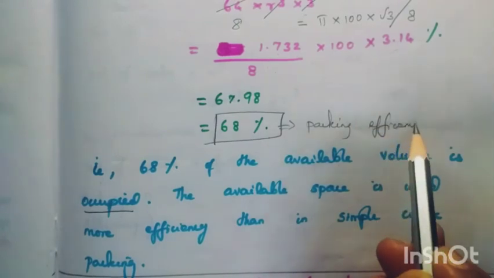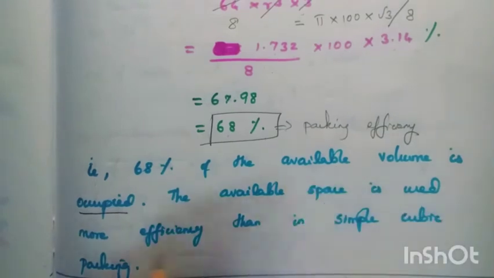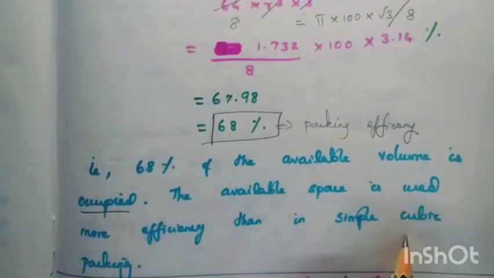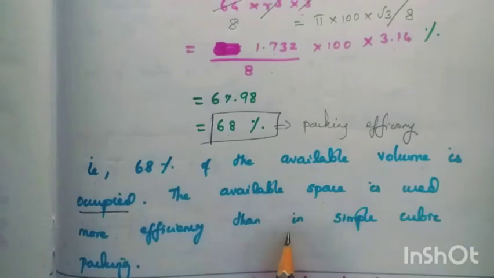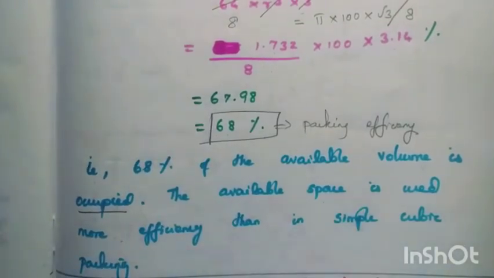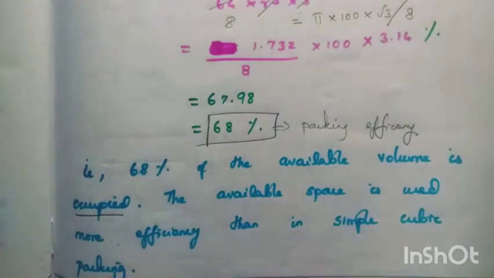So this amount is occupied, and the available space is used more efficiently than in simple cubic. In simple cubic, the volume occupied is very much less. So BCC is more efficient than simple cubic because it occupies 68%. We are going to see simple cubic now.